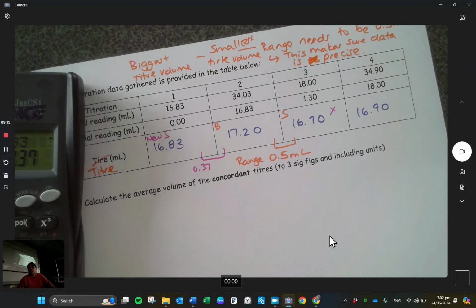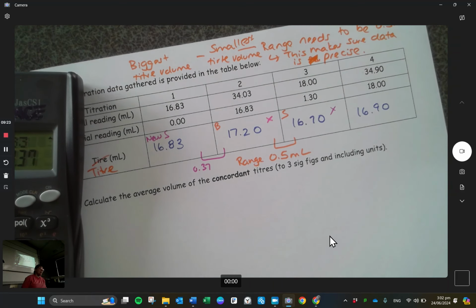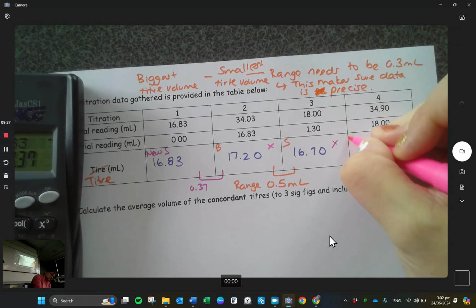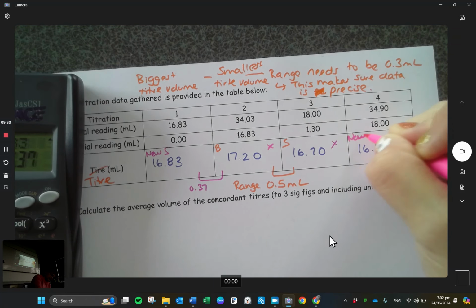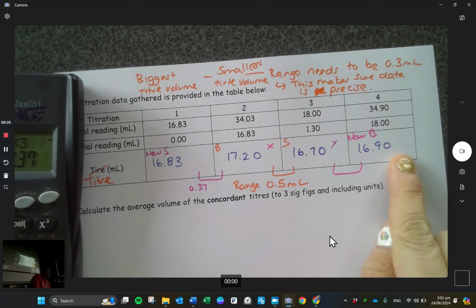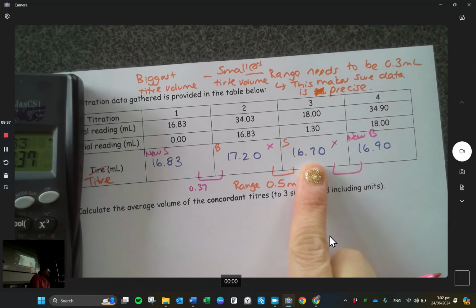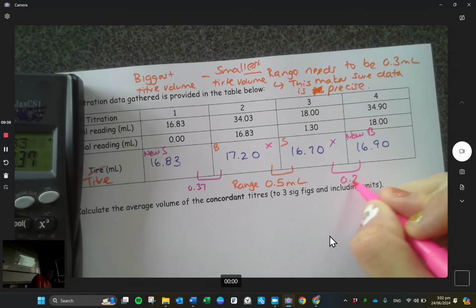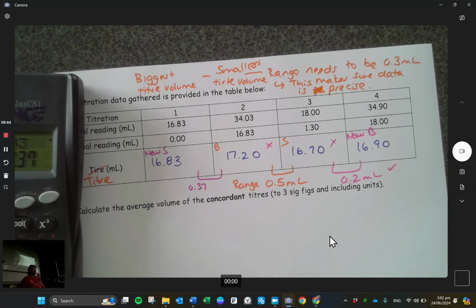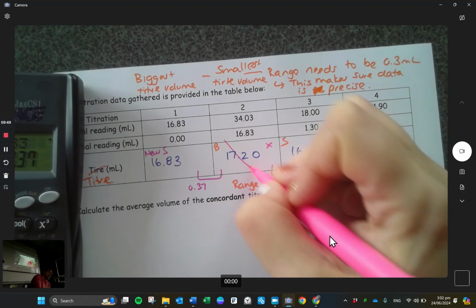So let's do instead, I'm just trying to grab more colors. Let's say I eliminate this guy instead, which is my biggest, and now my new biggest is going to be 16.9. Then what I would do is 16.9 minus 16.7, and my range is now 0.2 milliliters. So I'm happy with that. So what that tells me is, if I'm going to exclude one of my values for averaging, it's going to be this one.